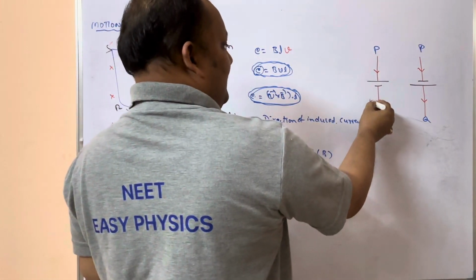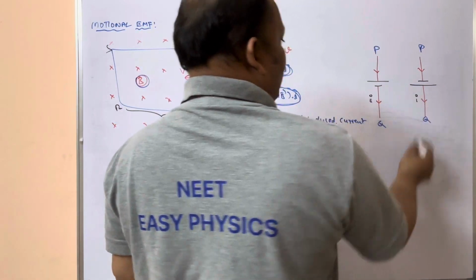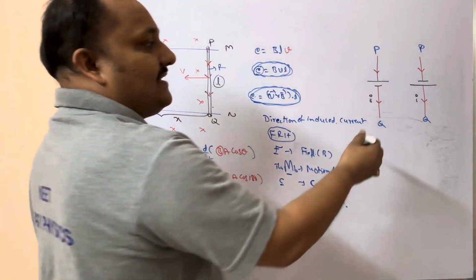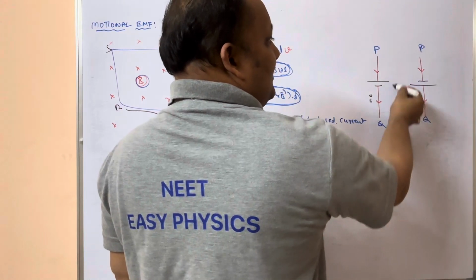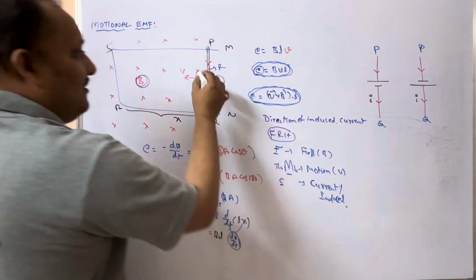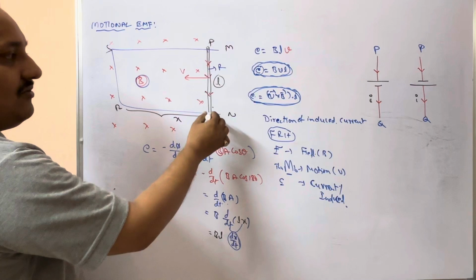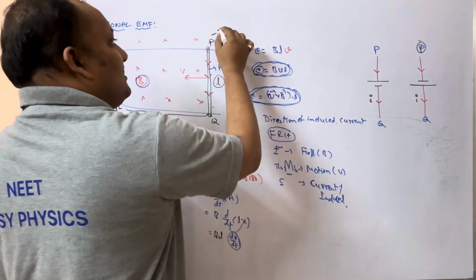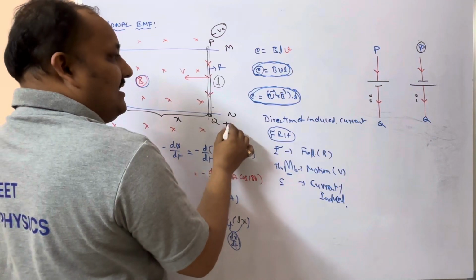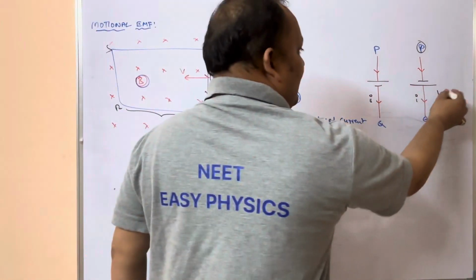This is nothing but the induced current I. Which is correct? Current always starts from the positive end. So it is going to be moving like this. Therefore, the current direction is downwards. So P is at lower potential, negative. Q is at higher potential. Correct? This is only correct.